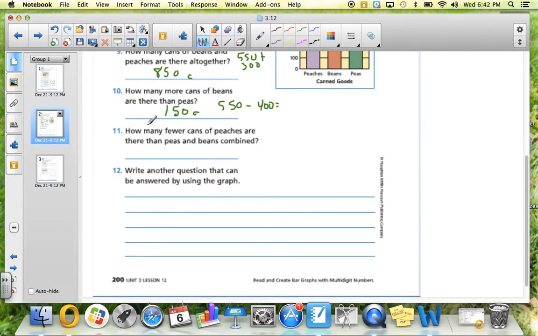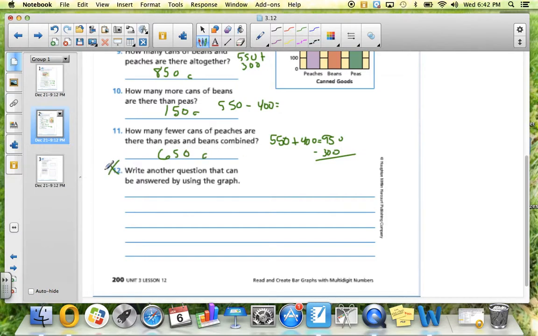Okay, number 11. How many fewer cans of peaches are there than peas and beans combined? So peas and beans, let's add those together. So that's 550 plus 400, which equals 950. Peaches are 300, so we're going to subtract 950 minus 300, which gives us our answer of 650 cans. We're going to skip number 12.